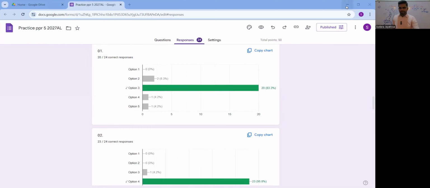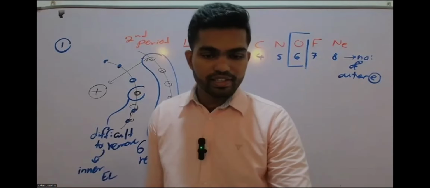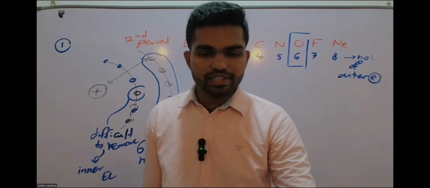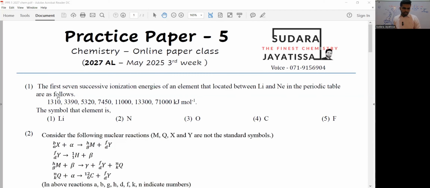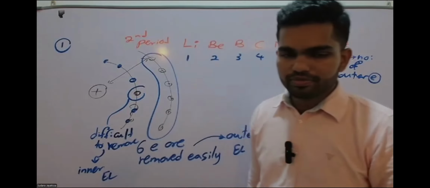So carefully see. The largest difference is between the sixth and the seventh ionization energies. Understood? So this is how we actually see it. If you have a value greater than twice the earlier value, then it must be removed from an inner energy level. You can see 13,000 twice is 26,000, but our 71,000 is far greater than that value. I hope you understand that simple logic.